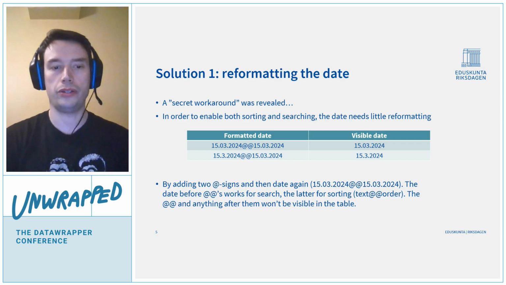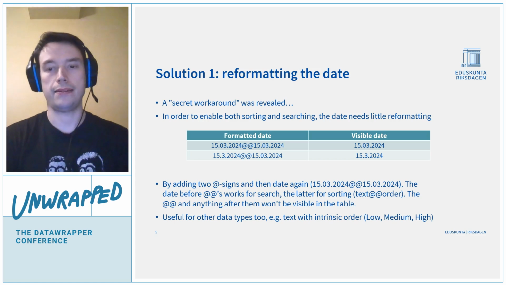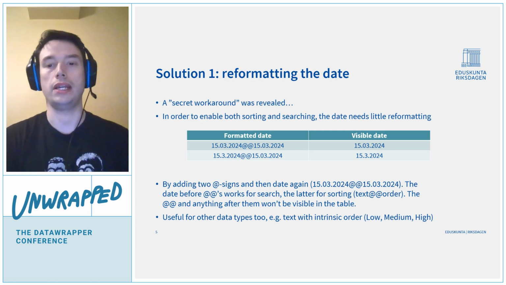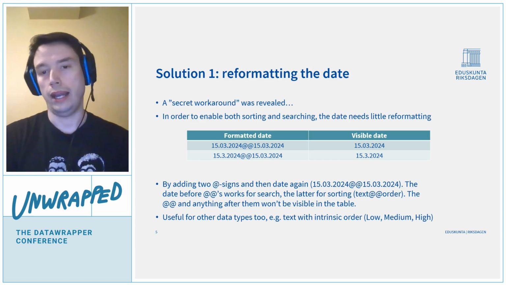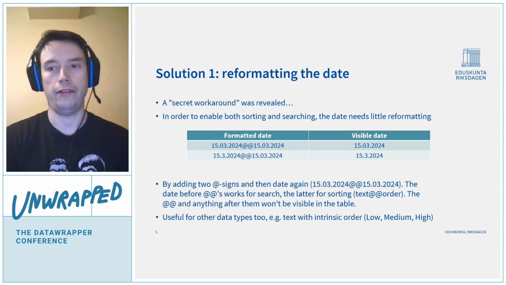And you can also use this in other data types. So you just need to know that the text data is before the double @ and the order of things is the latter. And this is very useful, for example, in text cases where there's an intrinsic order for the words. For example, in the statistics, I have the name of the MP in order of first name and then the last name of the MP.